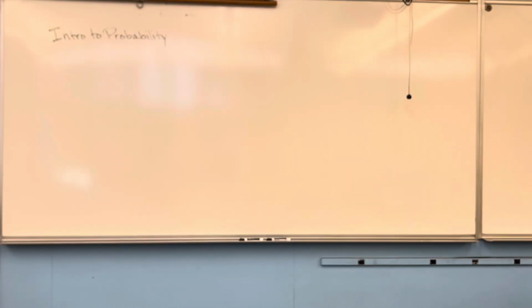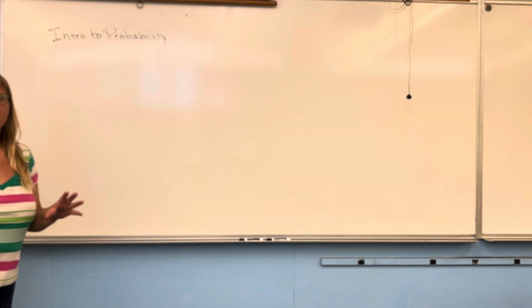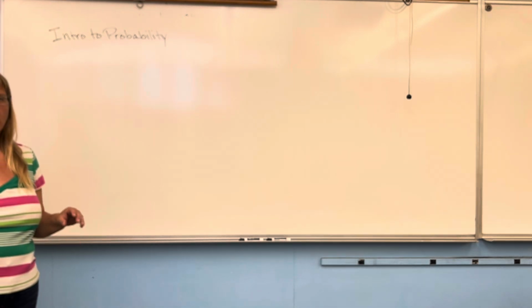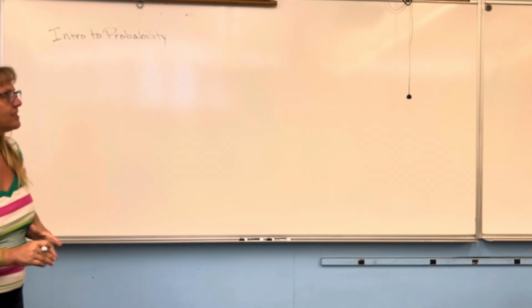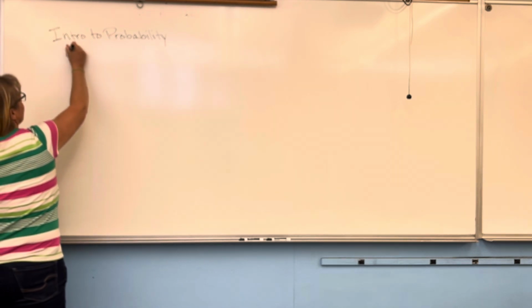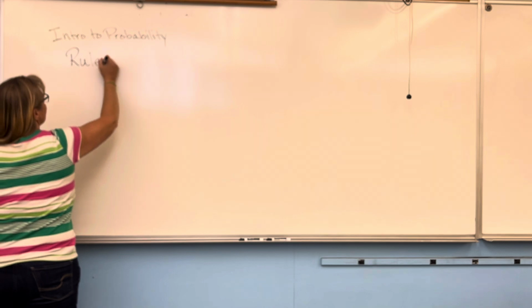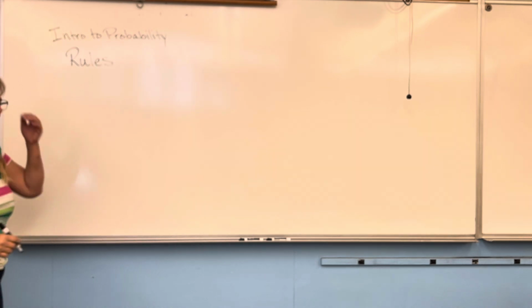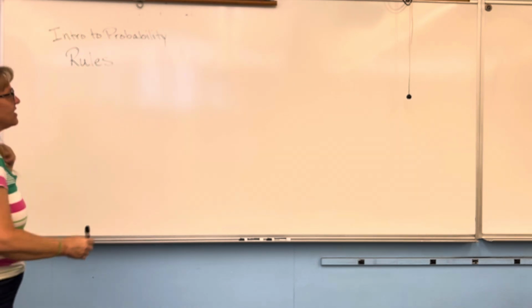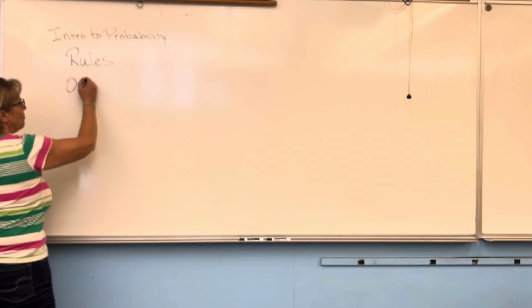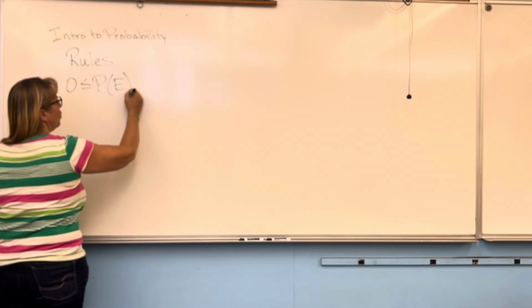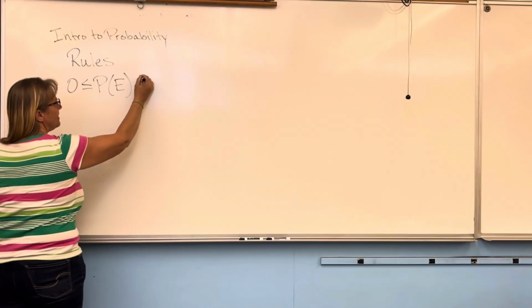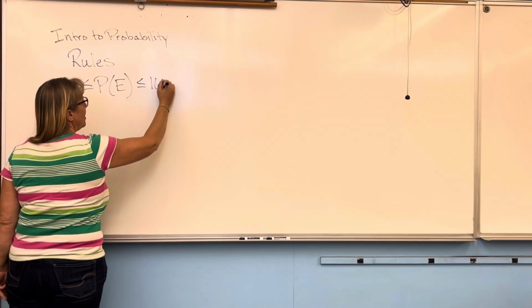Okay, let's finish up the intro to probability. So the last thing that we have to talk about in the intro is a couple of probability rules. So we're going to look at the rules. And the first rule says this. The first rule says that the probability of an event, so P of E, will always be between 0 and 100%.